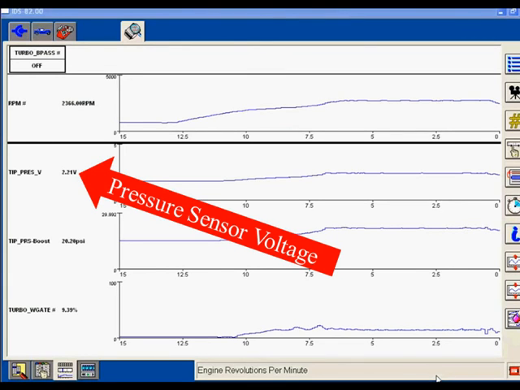Now, if your boost pressure doesn't match your desired, if the engine has low power and we think it's not coming from the turbocharger when it should be, if we suspect something wrong with the turbocharger and or the wastegate, always check that pressure sensor first because that's what the computer is basing its information from.